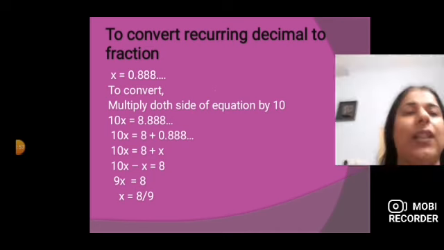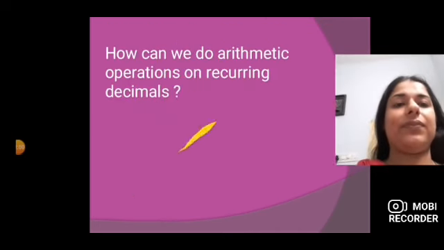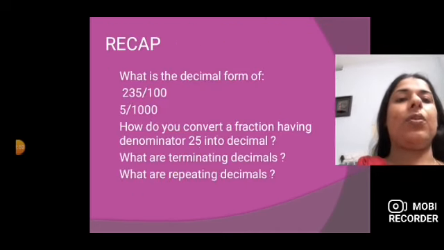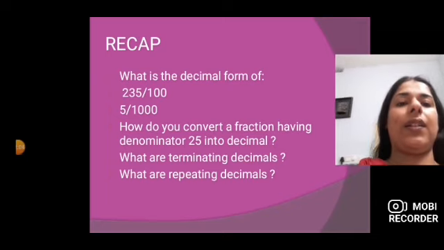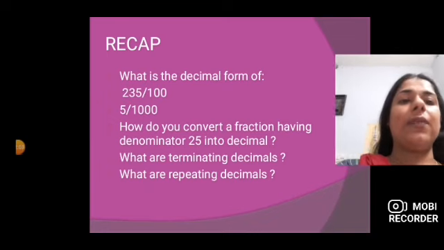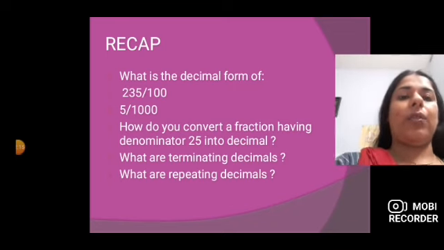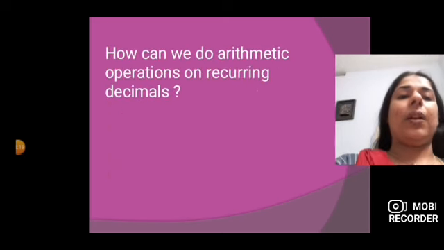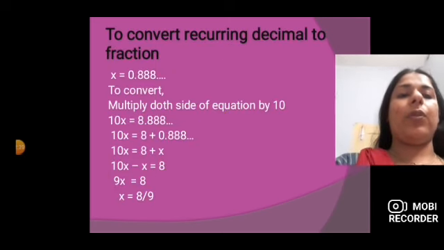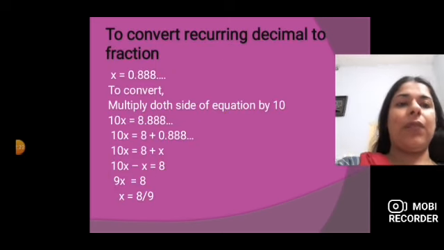So, if you convert 235 divided by 100, what will we get? 2.35 is the decimal form, and the fraction form is 235 divided by 100. And 5 divided by 1000 has a numerator and a denominator. So numbers written in the form of numerator and denominator are said to be in fraction form.